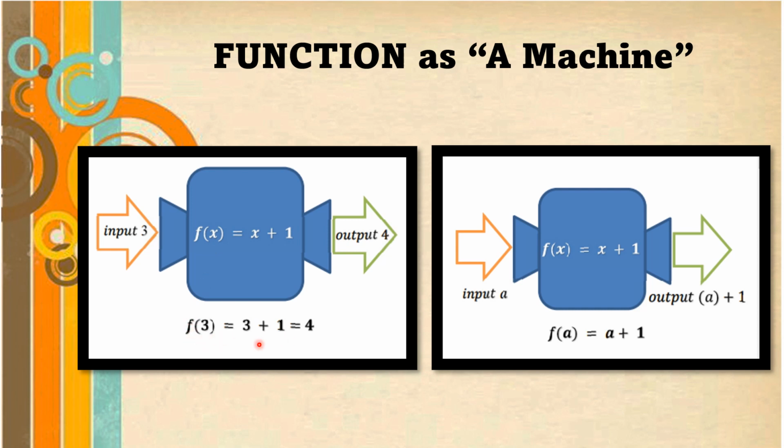So we have to process this. We are going to add 3 and 1. 3 plus 1 is equal to 4, and 4 will be our output. Next, we have input A on the machine having the equation f of x is equal to x plus 1. We substitute A for variable x. So we have f of A equals A plus 1, and our output would be A plus 1. So that is function as a machine.